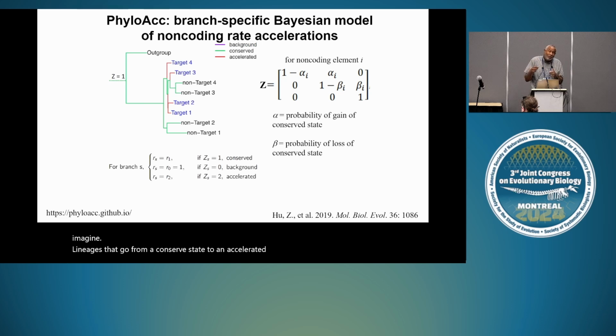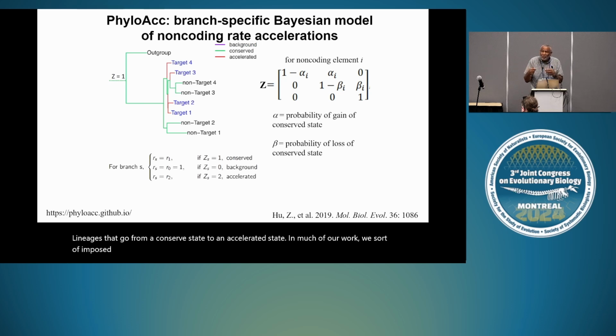In much of our work, we imposed a Dollo assumption where once it's in an accelerated state, it can't revert back to a conserved state, but it's a very flexible model otherwise. And for each of these three conservation states, we're estimating rates of evolution either of the genomic element itself or of the phenotype.